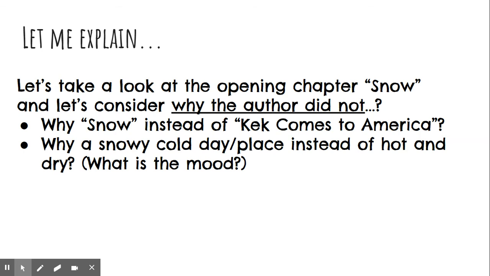You might be thinking, it sets the mood for this strange new land. Coming from Africa, the exact opposite weather and climate is going to be a freezing cold day, right? We also know from, if you were in person, we read why she chose Minnesota. She chose Minnesota because of the actual historical context of the Lost Boys. So instead of calling it Keck Comes to America, I think snow might represent this whole new world to him.